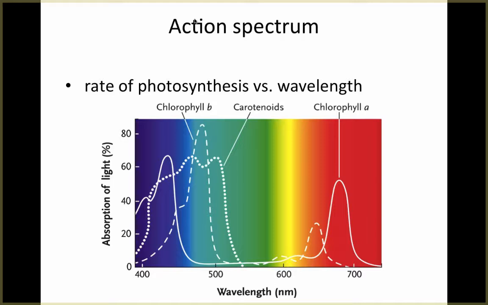So when you're looking at a leaf, a lot of times there are a lot of these different pigments there to try to capture as much light energy as possible. We just tend to focus on chlorophyll because it's the one that's most plentiful.